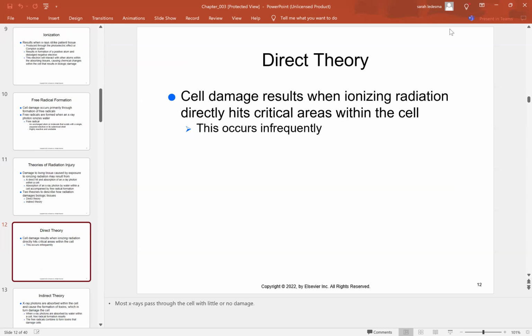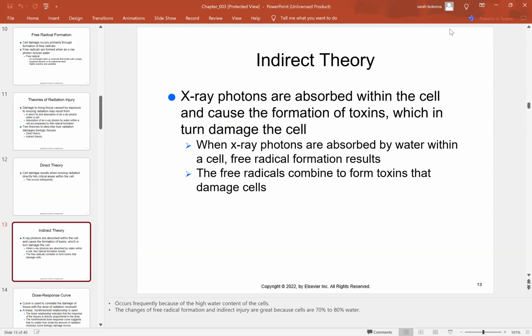In direct theory, cell damage results when ionizing radiation directly hits critical areas within the cell. This occurs infrequently. In indirect theory, X-ray photons are absorbed within the cell and cause the formation of toxins, which in turn damage the cell. When X-ray photons are absorbed by water within a cell, free radical formation results. The free radicals combine to form toxins that damage cells.